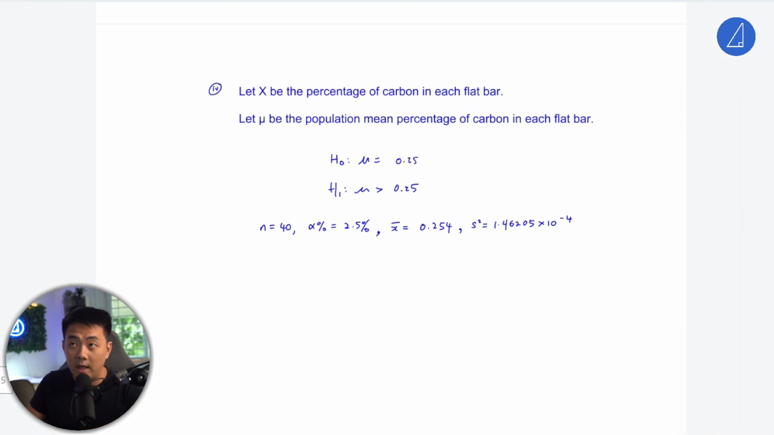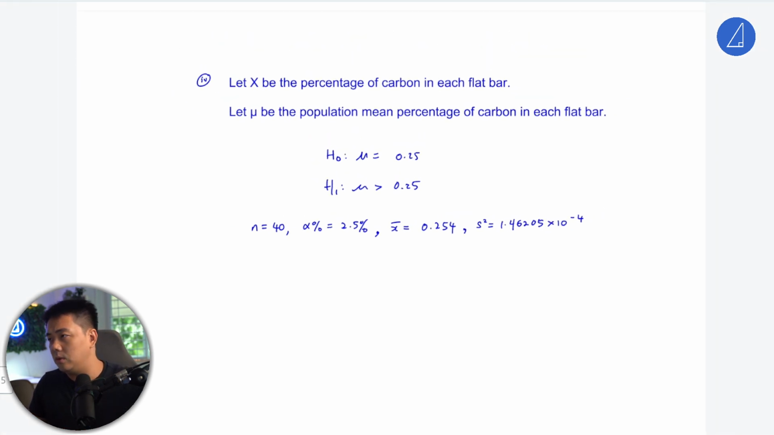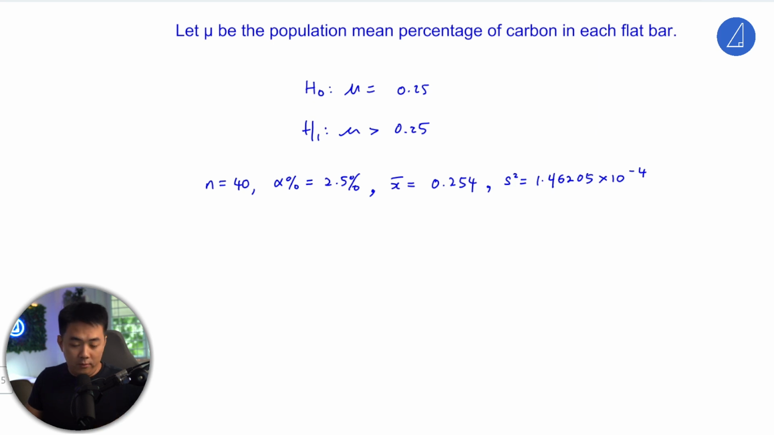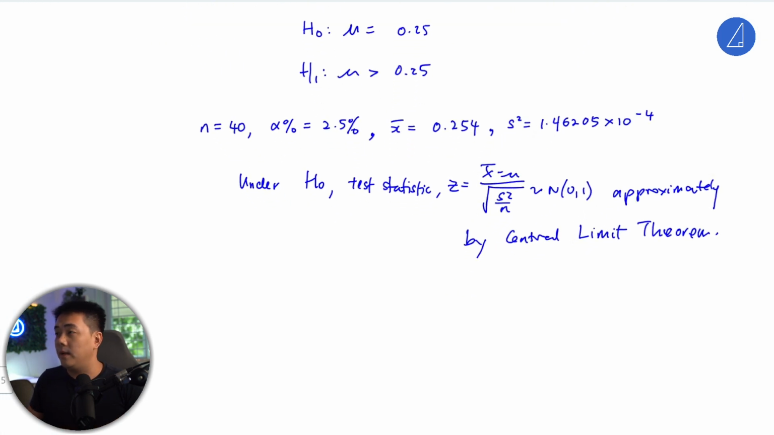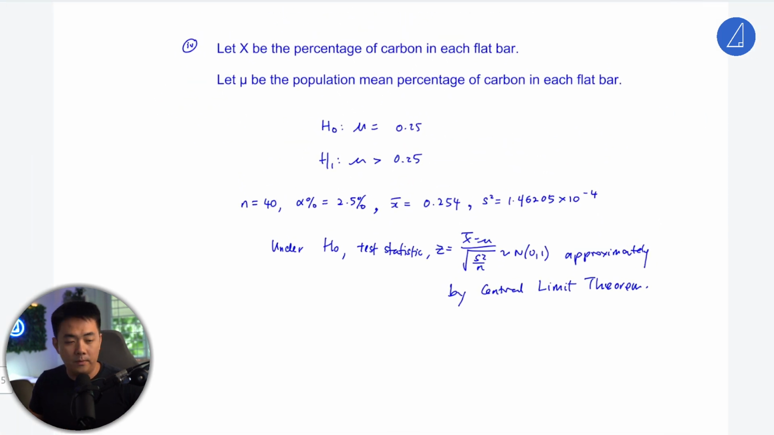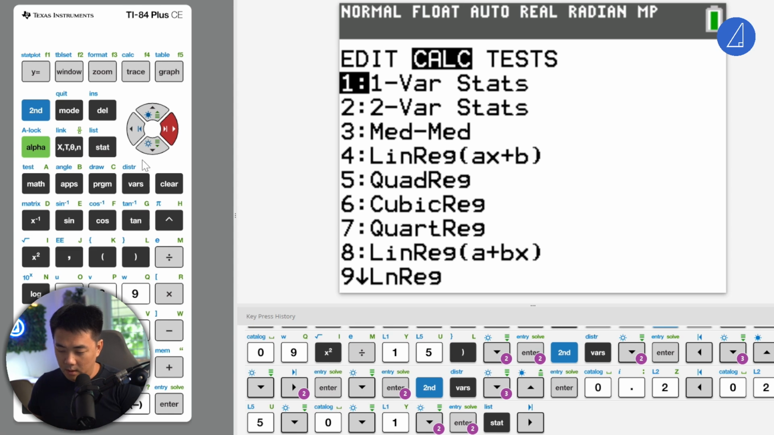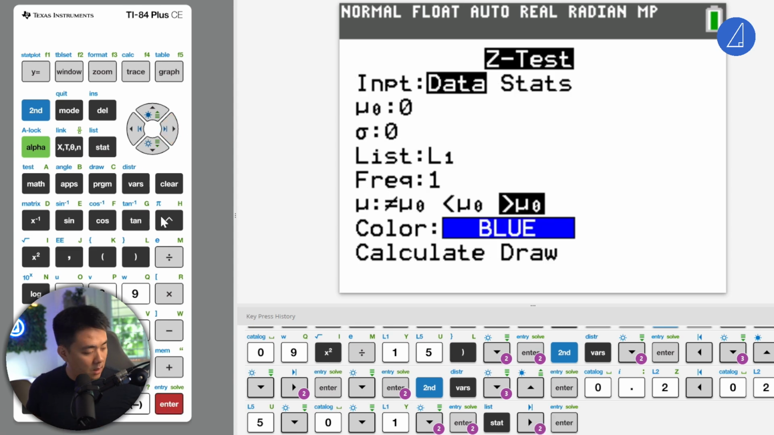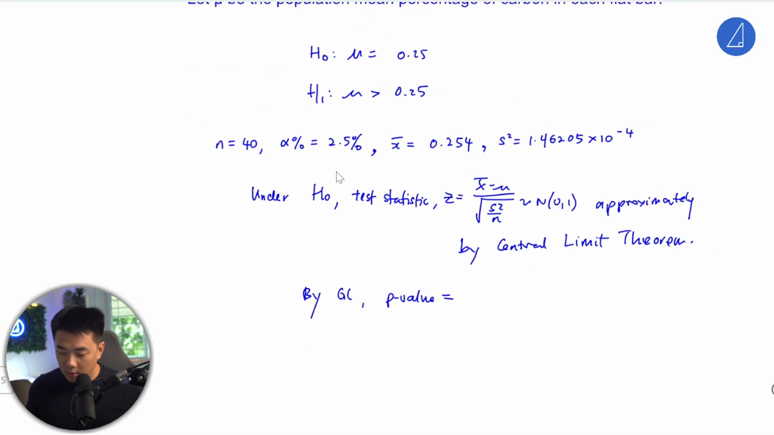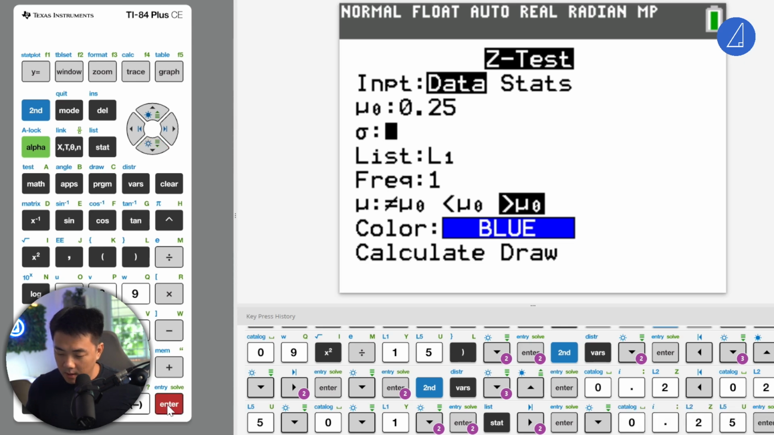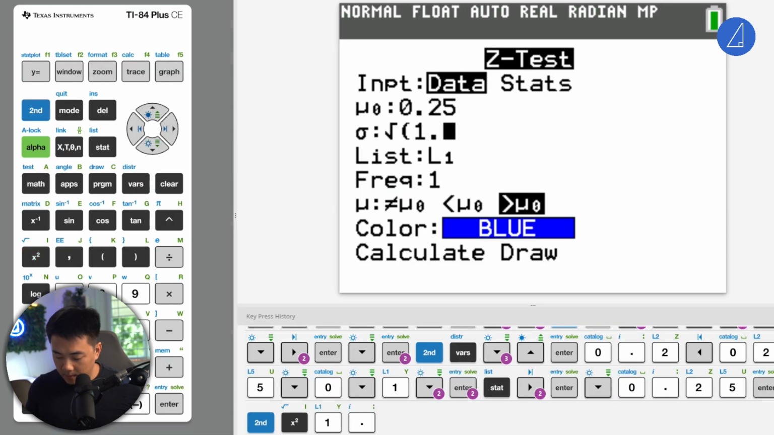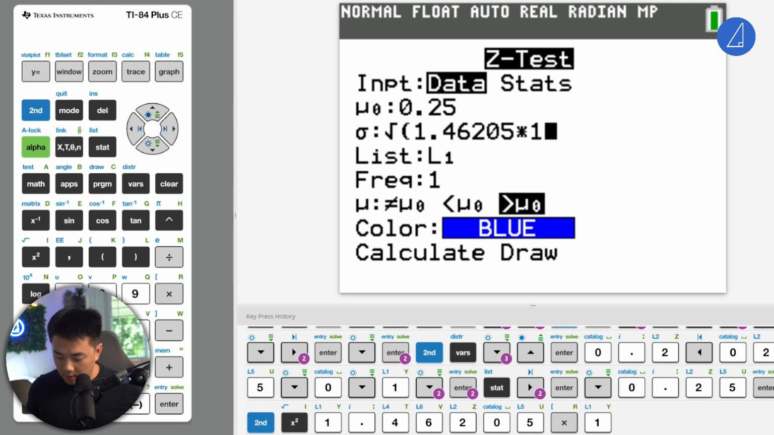Then under H0, I'm going to use a Z test statistic. Actually, this could use the p-value, but we need to invoke CLT for sure. So approximately by the central limit theorem, then we're just going to find the p-value. What we need is to go to statistics, then calculate the Z test. I'm going to put in mu as 0.25. Then sigma is actually the root of this value here, so it's 1.46205 times 10 to the power negative 4.